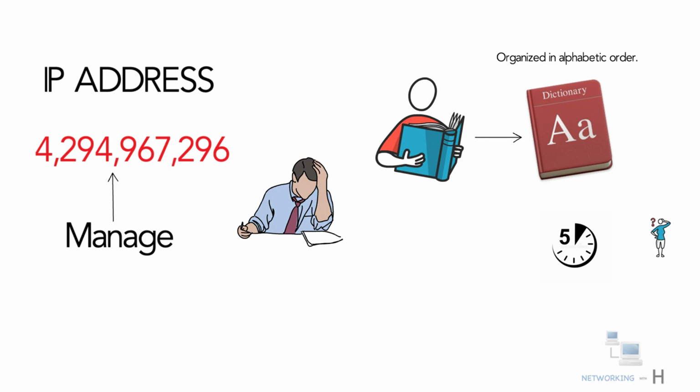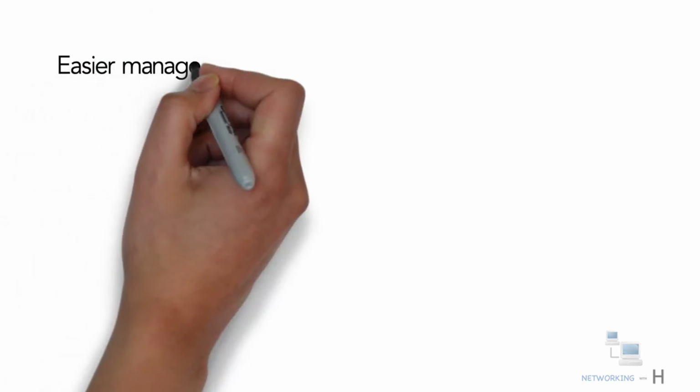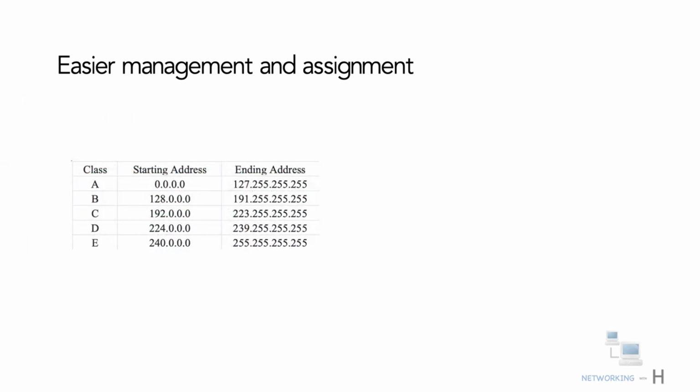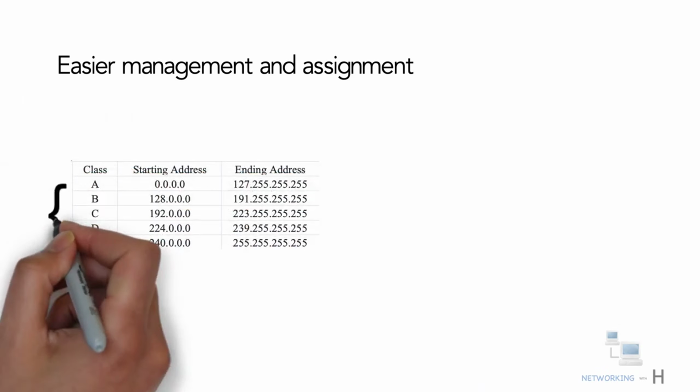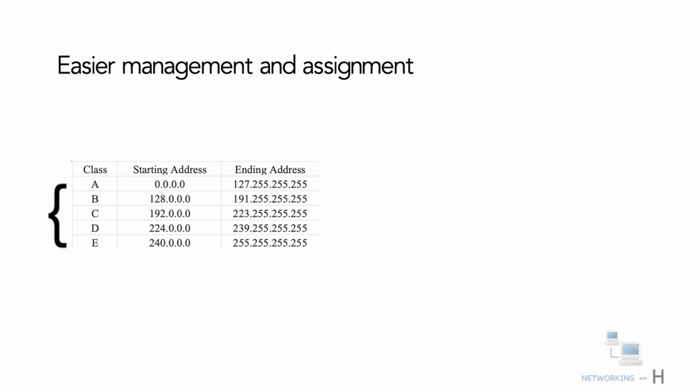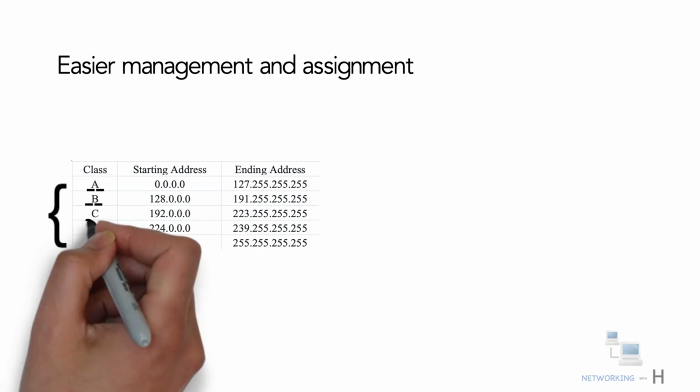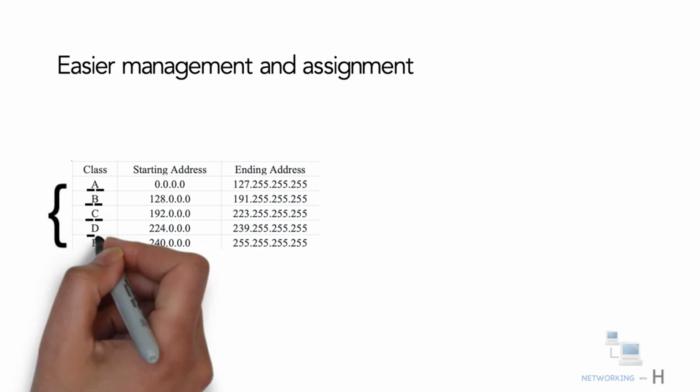If an unorganized dictionary which roughly contains 1 billion words can turn a 5 minute task into a 1 week task, then imagine how complicated a search would be with nearly 4.3 billion addresses if they are unorganized. For easier management and assignment, IP addresses are organized in numeric order and divided into the following 5 classes: Class A, Class B, Class C, Class D, and Class E.